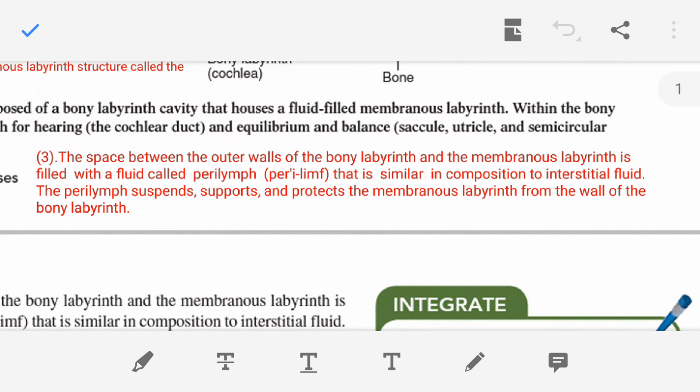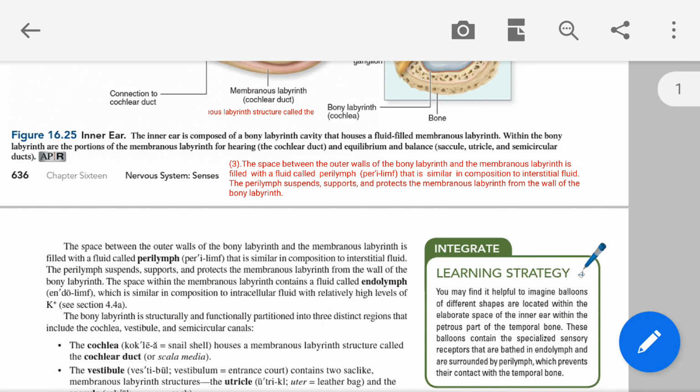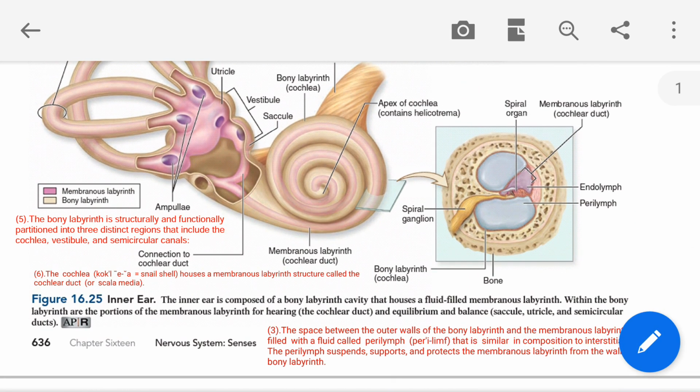So in the third point, what we are remembering is that between the bony labyrinth and the membranous labyrinth a fluid is there, and that fluid is known as perilymph. Now the fourth point.